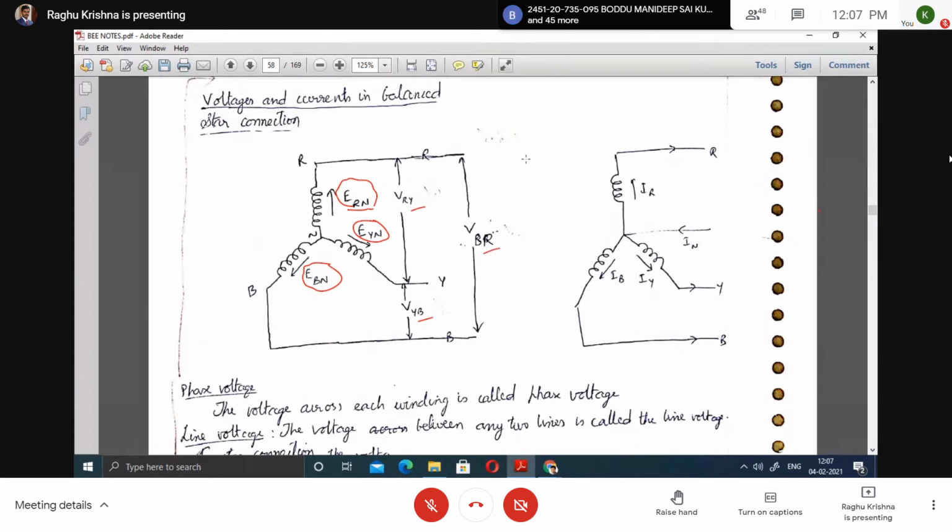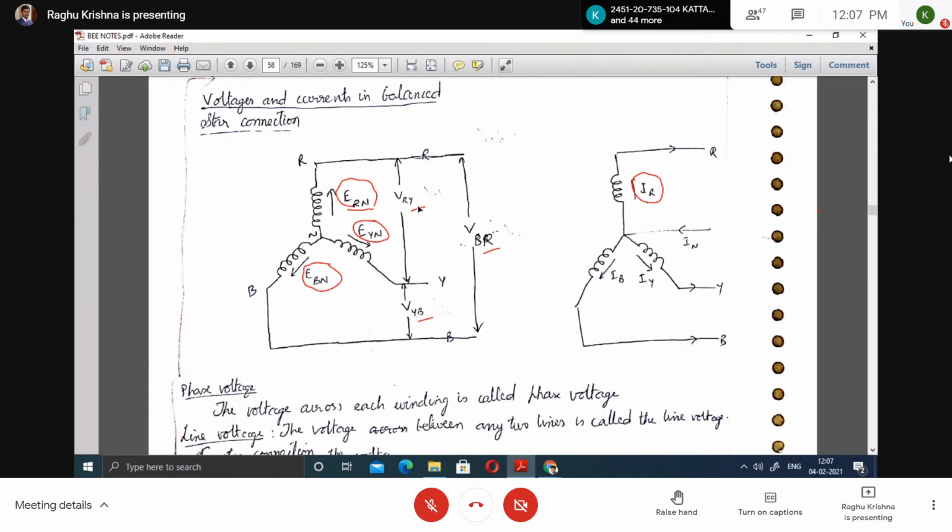Here you can see the currents. So this is about the phase voltages and the line voltages. Now coming to the currents. The current flowing through this phase, IR, is the phase current. Similarly, the current flowing through the line is the line current. In this case, phase current and line current are both the same. But the phase voltage and line voltage are different.